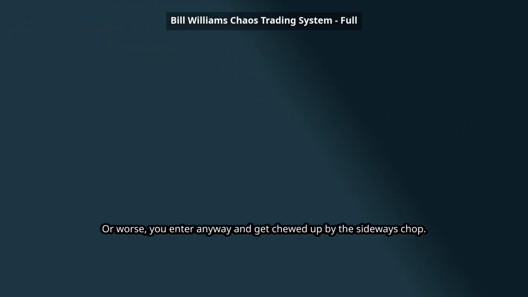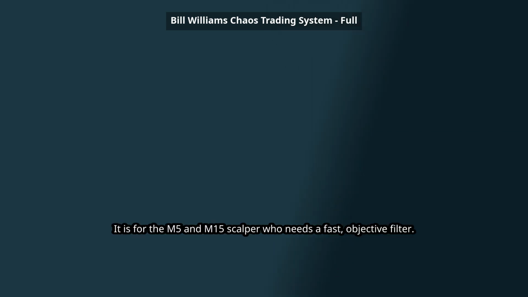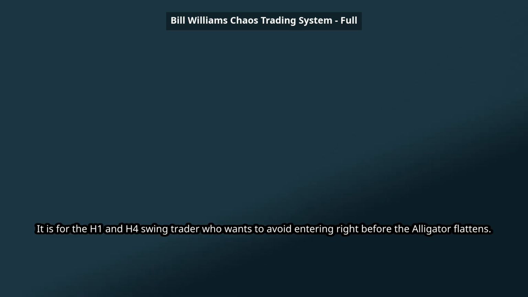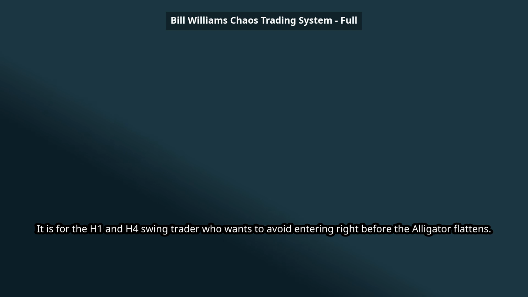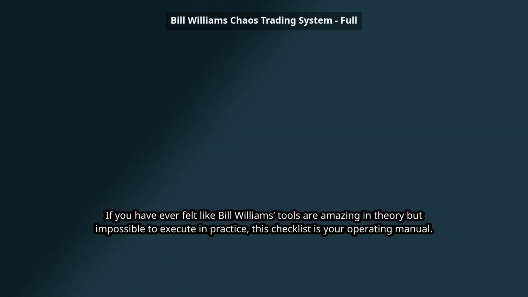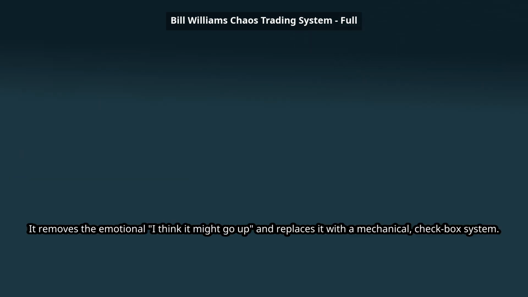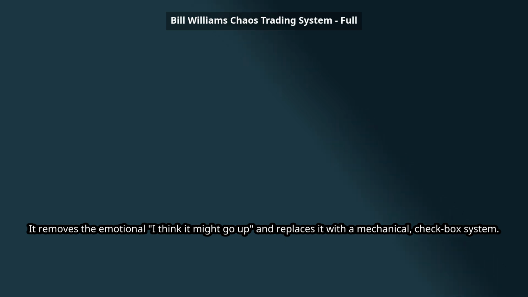This removes that paralysis. It is for the M5 and M15 scalper who needs a fast, objective filter. It is for the H1 and H4 swing trader who wants to avoid entering right before the alligator flattens. If you have ever felt like Bill Williams' tools are amazing in theory but impossible to execute in practice, this checklist is your operating manual. It forces discipline. It removes the emotional "I think it might go up" and replaces it with a mechanical, checkbox system.